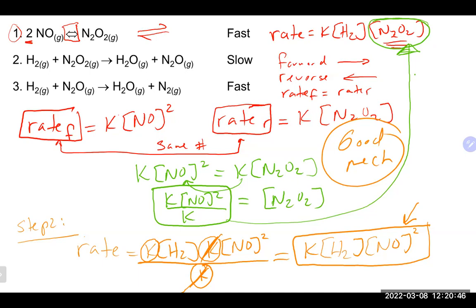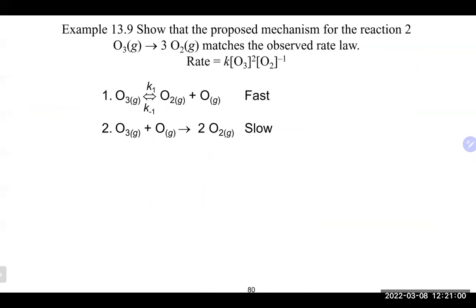And much like the first example, right off the bat, once you write the rate law for that step, it would match perfectly. So there's a couple different versions of mechanism problems. Other questions on that? All right, I did one. Now you do one.